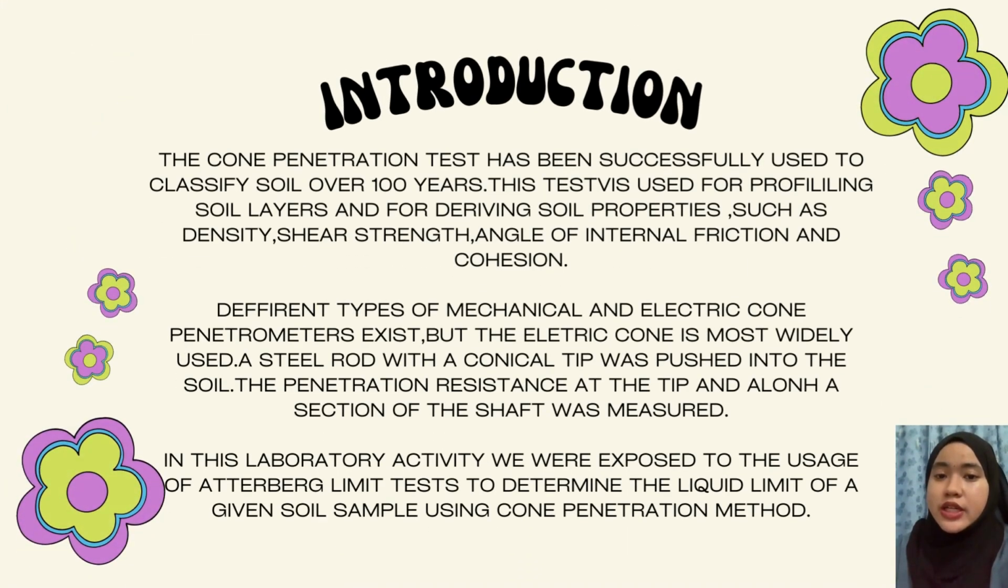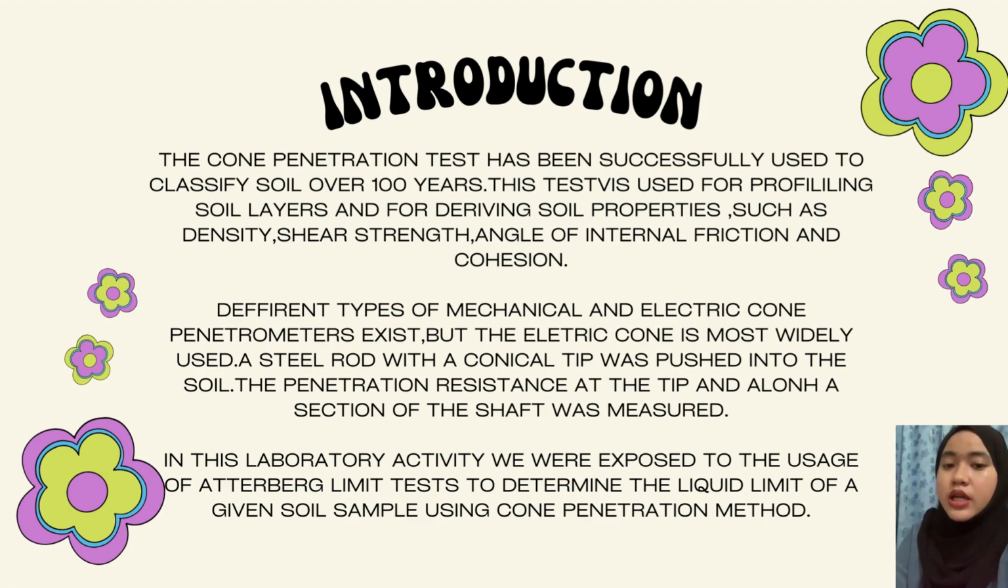Introduction. The cone penetration test has been successfully used to classify soil for over 100 years. This test is used for profiling soil layers and for deriving soil properties, such as density, shear strength, angle of internal friction, and torsion. Different types of mechanical and electric cone penetrometers exist, but the electric cone is most widely used. A steel rod with a conical tip is pushed into the soil. The penetration resistance at the tip and along a section of the shaft is measured.